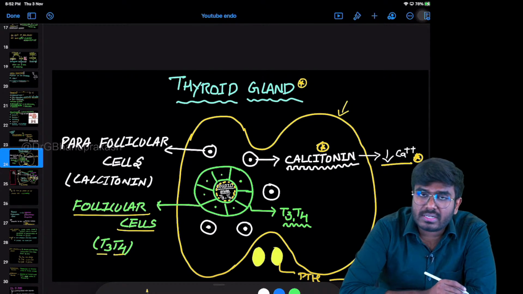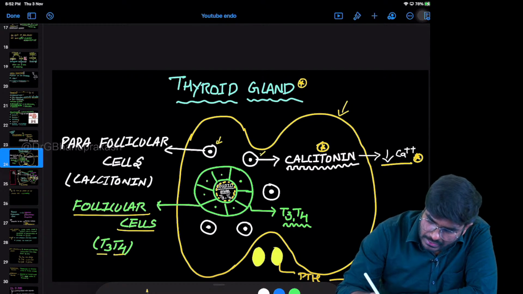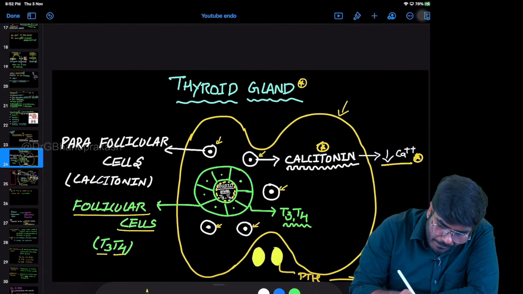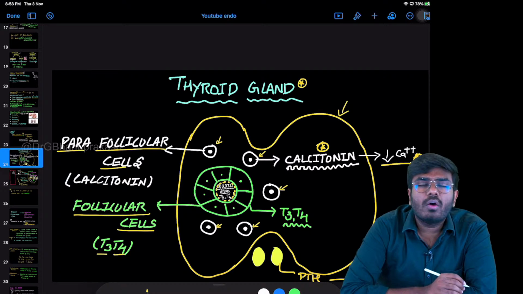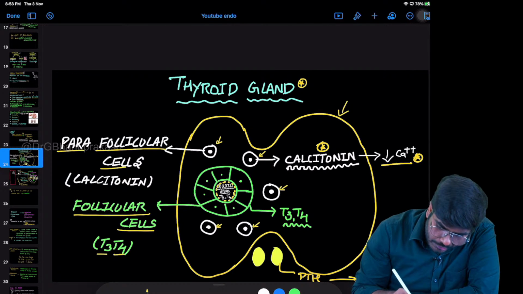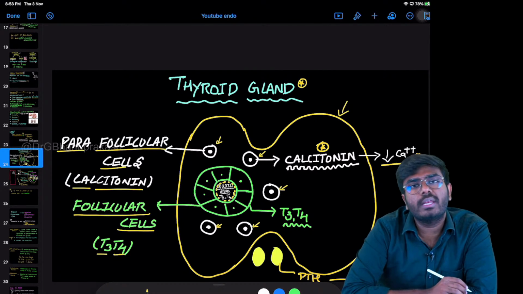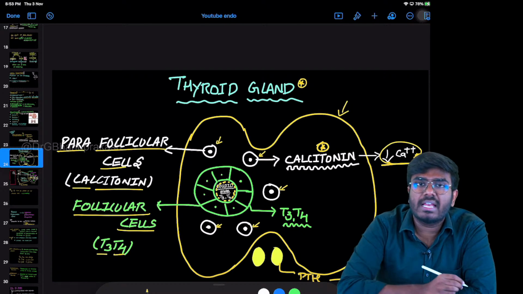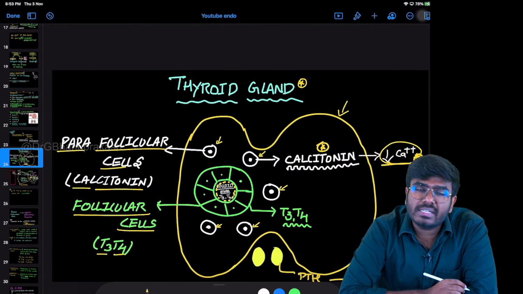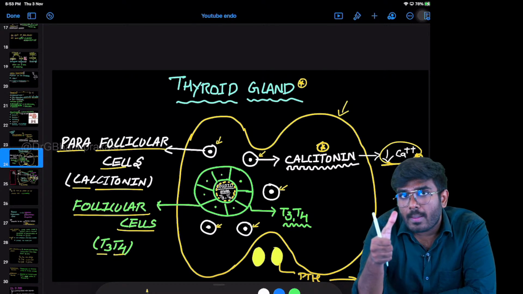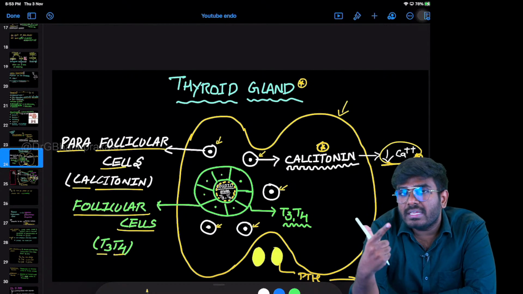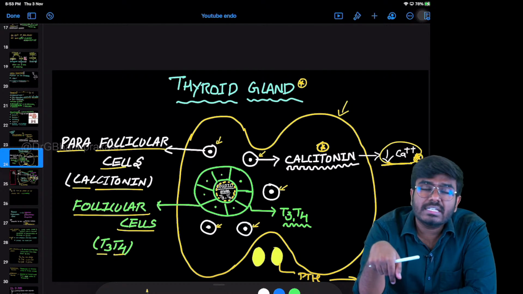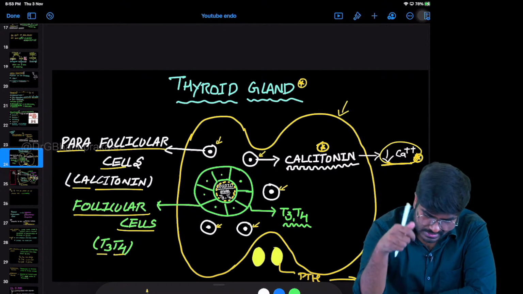Now apart from follicular cells, I have also shown you here these white color cells. What exactly are these white color cells? These white color cells are called the parafollicular cells. Now what will these parafollicular cells do? They will produce the hormone called calcitonin. Now what will calcitonin do? Calcitonin decreases the blood calcium levels. But who increases the blood calcium levels? Parathyroid hormone, vitamin D, increases the blood calcium levels. But who decreases the blood calcium levels? Calcitonin decreases the blood calcium levels.